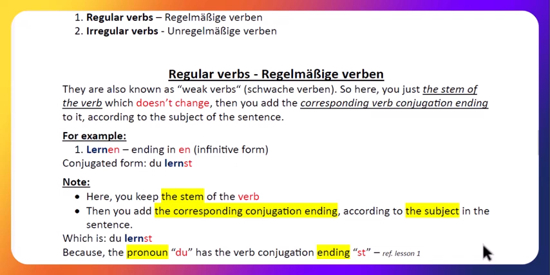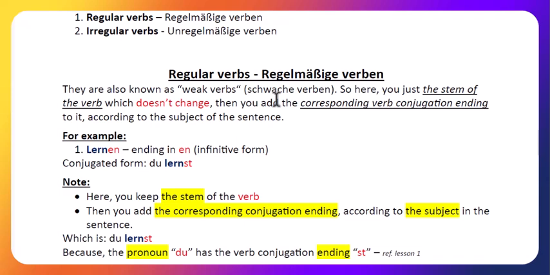Regular verbs are also called weak verbs. This is from lesson 11. Weak verbs in German are schwache Verben. The reason they are weak verbs is that the verb stem doesn't change. If you don't know what a verb stem is, you should watch lesson 11. I don't want to talk much about that.